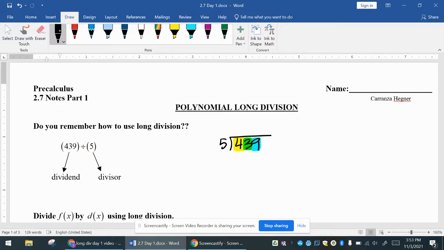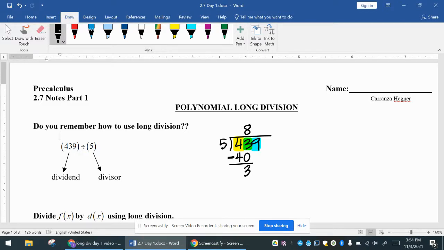So you could put a 0, but it doesn't go into it. Next, since it doesn't go into 4, you would combine the 4 with the 3 to make 43 and ask yourself, how many times does 5 go into 43? You want to make sure you get as close as you can to 43 without going over. So think of your multiples of 5, okay? 5, 10, 15, 20, 25, 30, 35, 40 is the closest. So that's 5 times 8. 5 times 8 is 40, so we would put that product under the 43 and subtract. So this is key. Hopefully you remember that you had to subtract. 43 minus 40 is 3.